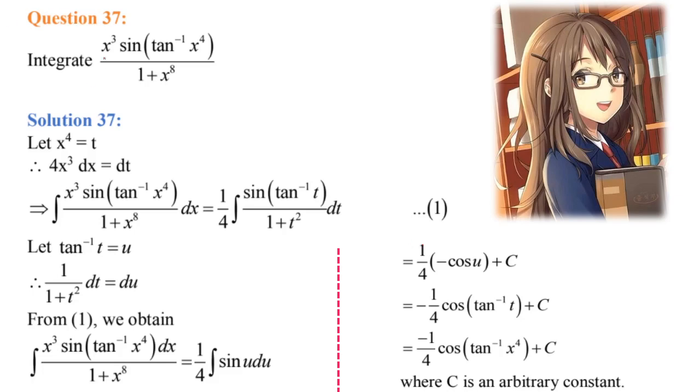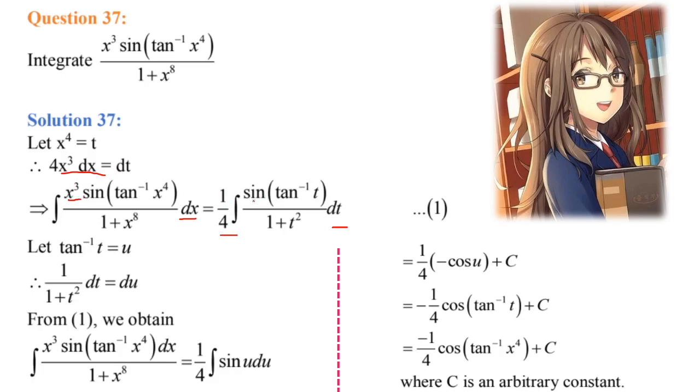Question number 37. Here also, students, we have to think. We are assuming x power 4 equal to t. Now take the derivative, 4x cube dx equal to dt. So the given integral we can write down as 1 by 4. See here, what is the value of 4x cube, means x cube dx. Here we have x cube dx, which will be equal to 1 by 4 dt. So we have written 1 by 4 and dt.